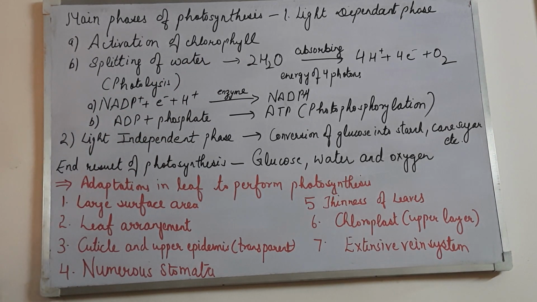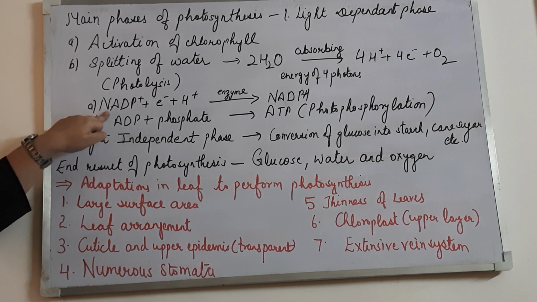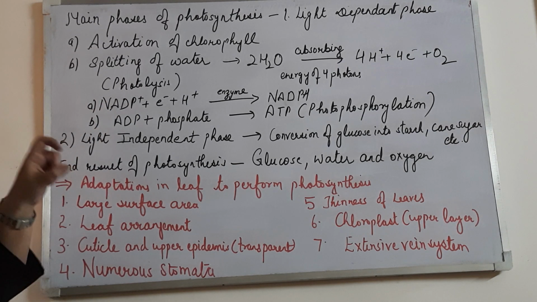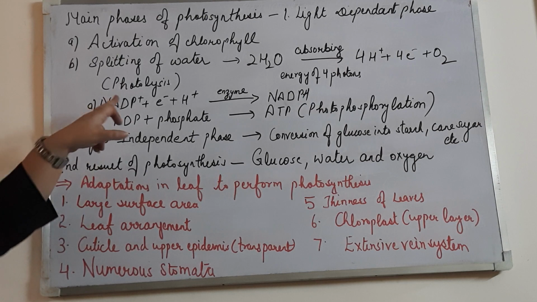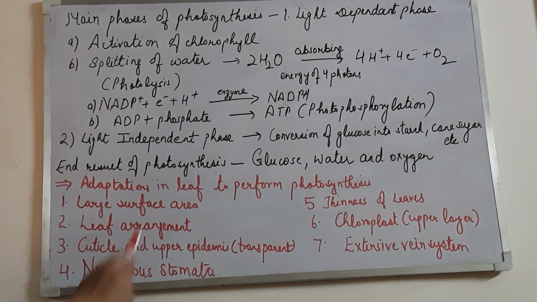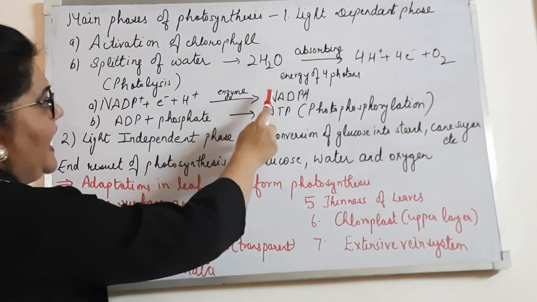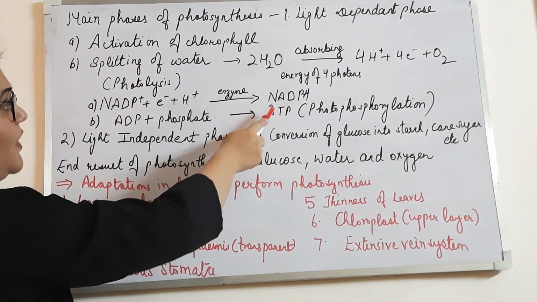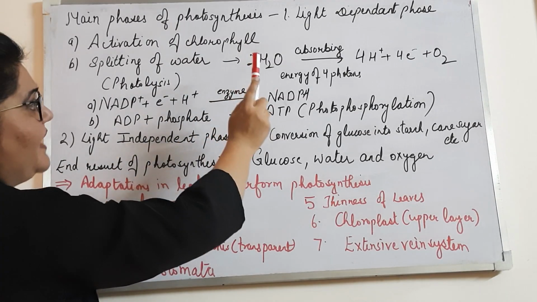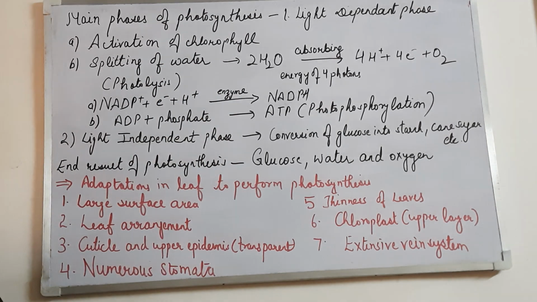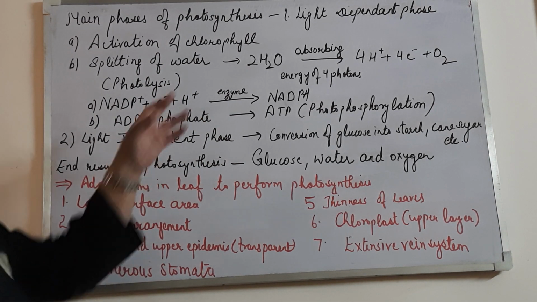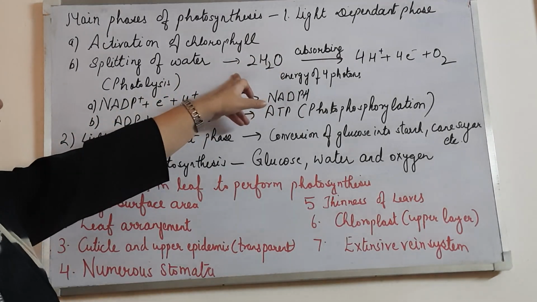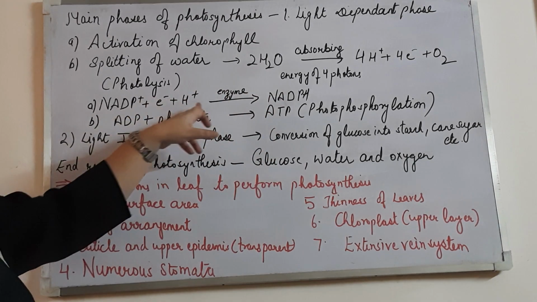What is this NADP? This is nicotinamide adenine dinucleotide phosphate. So it will take up the hydrogen ion to form NADPH, okay, in the presence of an enzyme. Now what is this NADPH? This is nicotinamide adenine dinucleotide phosphate hydrogen. Since it will accept this hydrogen ion, which is formed in the splitting of water, it will be taken up by NADP.